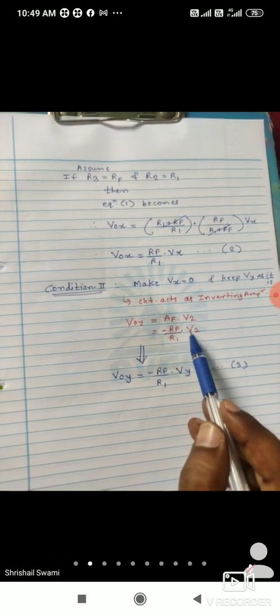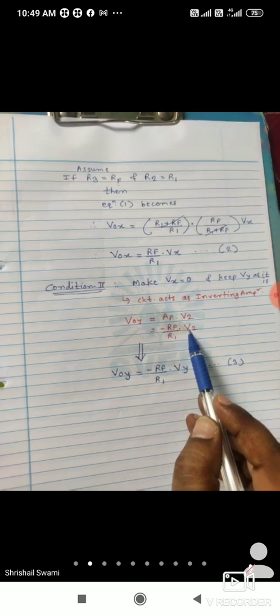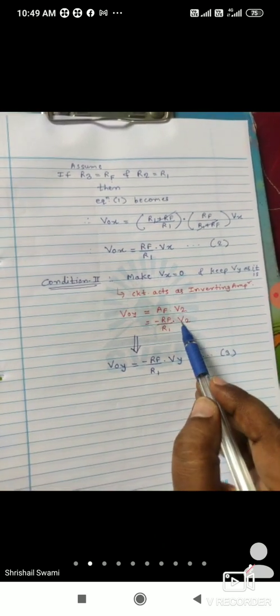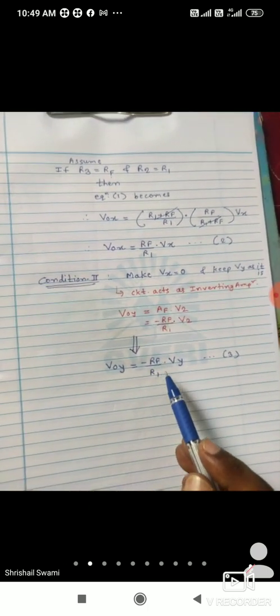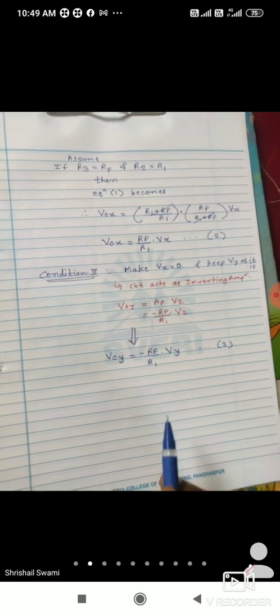You can use the concept here. Here you calculate V2 by voltage division. You can put it there and calculate it, and you can get Voy is equal to minus Rf divided by R1 into Vy.